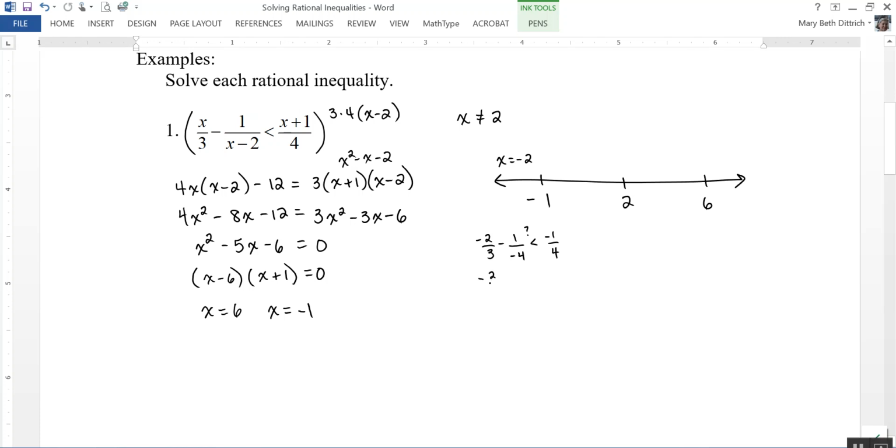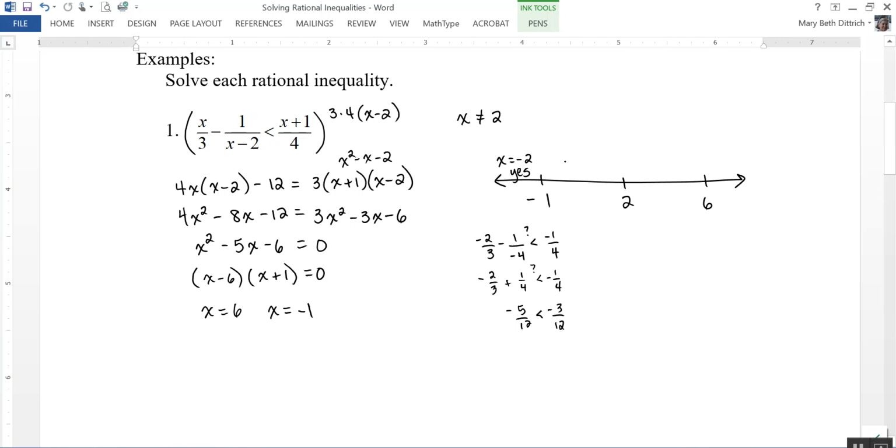So is negative 2/3 plus 1/4 less than negative 1/4? Is negative 5/12 less than, and I'm going to turn that into 12s, negative 3/12, and yes it is. So this interval would be a yes. So it does work on the interval x is less than -1.